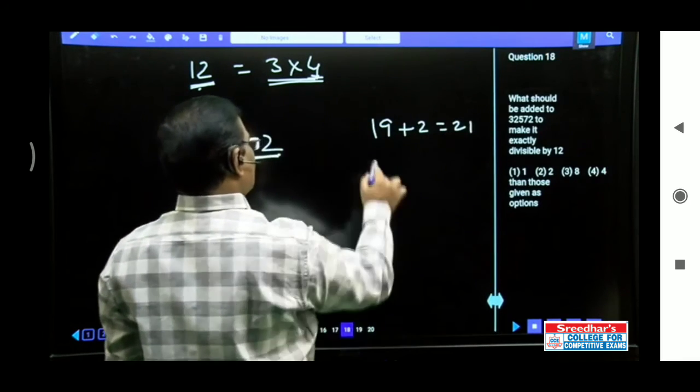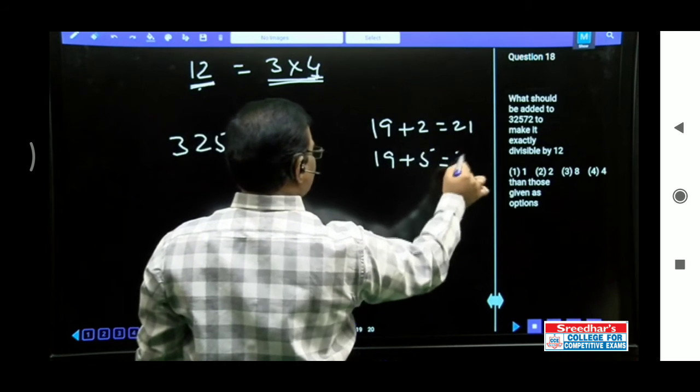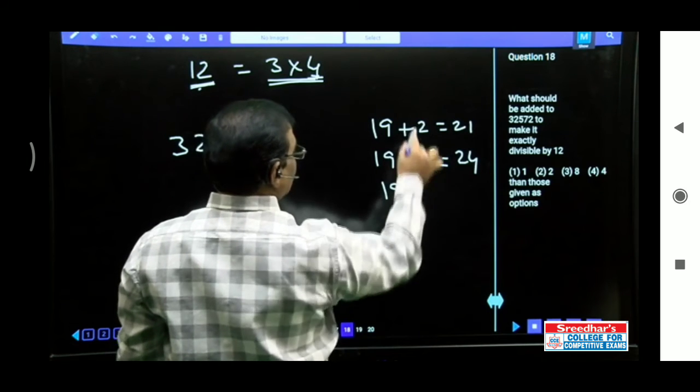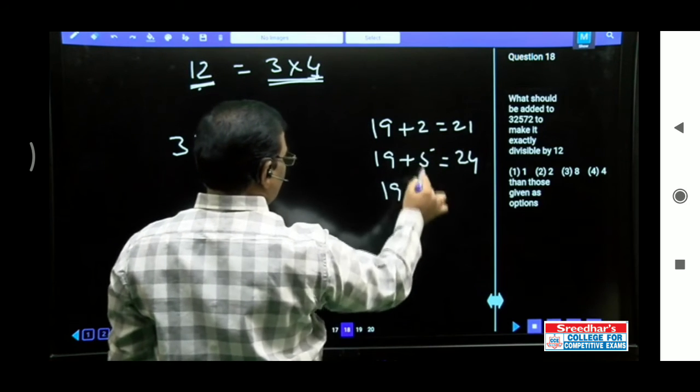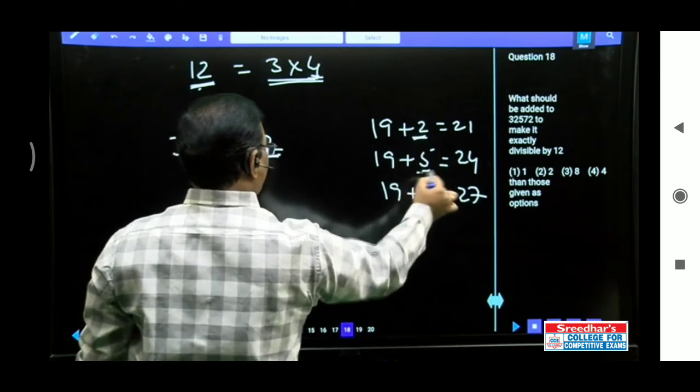21 is a multiple of 3. 2 కాకపోతే 2 ప్లస్ 3 5 అన్న కలపాలి. 5 కలిపితే 19 ప్లస్ 5 24, multiples of 3. ఇంకొక 3 కలిపితే 8, 19 ప్లస్ 8 27. దీస్ ఆర్ ద పాసిబిలిటీస్. అంటే 2 అన్న కలపాలి 5 అన్న కలపాలి 8 అన్న కలపాలి.